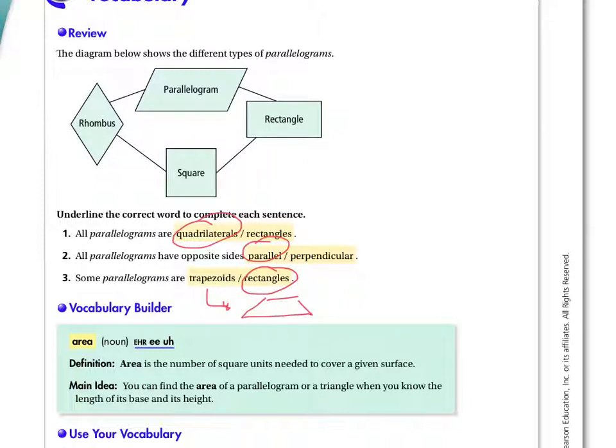Right? That's your trapezoid. A trapezoid only has one set of parallel lines, whereas a parallelogram has to have 2 pairs of parallel lines.